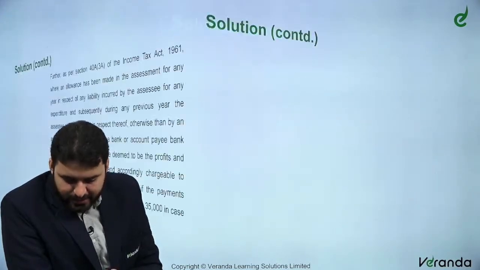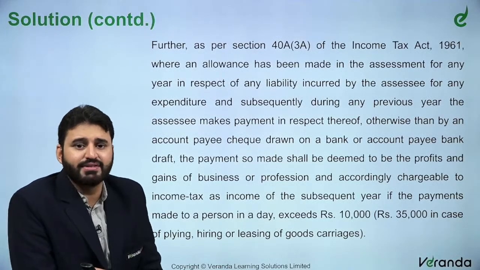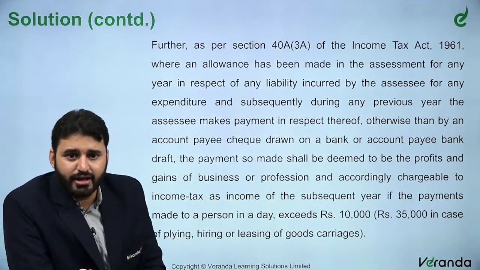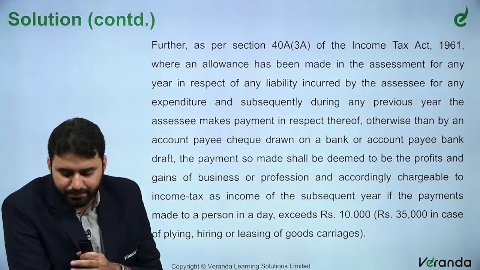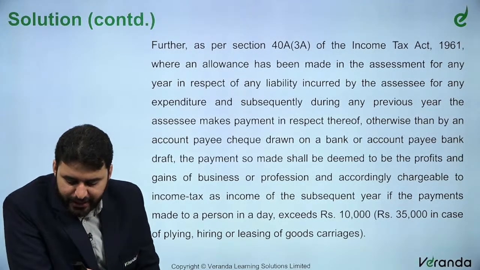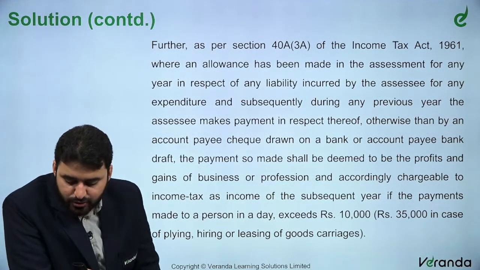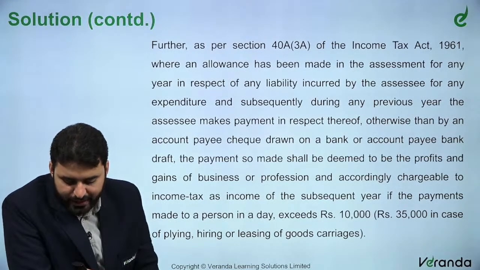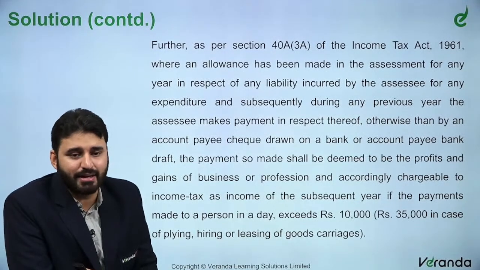Right. So if you look at this, as per section 40A(3)(A) of the Income Tax Act, when allowance has been made in the assessment for any year in respect of any liability incurred by the SSC for any expenditure, and subsequently during any previous year the SSC makes a payment in respect thereof otherwise than by an account payee cheque drawn on a bank or account payee bank draft, the payment so made shall be deemed to be the profits and gains of business or profession, accordingly chargeable to income tax as income in the subsequent year.